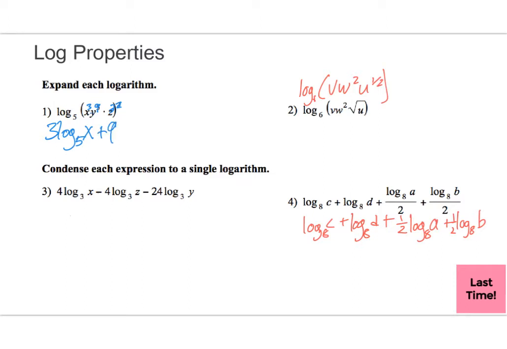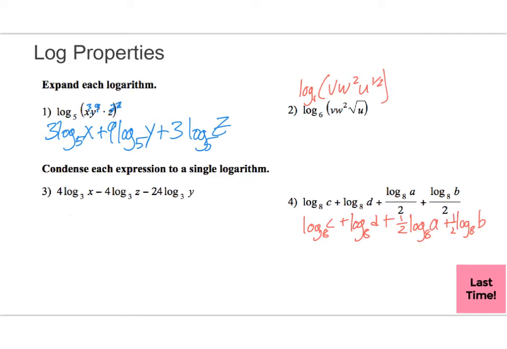Bring the 9 down in front. Log base 5 of y. We're multiplying, so it's going to be another plus. And then that's going to be z cubed, so I'm going to bring the 3 down, log base 5 of z. At this point, the problem is done.